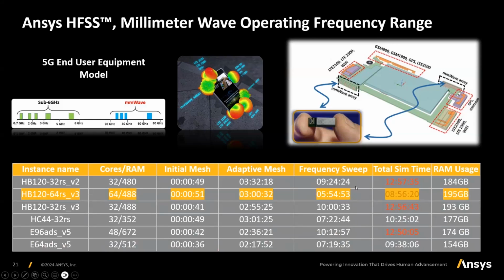But first, the other HFSS benchmark we ran with the same machine types here for the millimeter wave frequency range, and it's a similar story, except that HBv3 comes up on top. So in most cases, you can't go wrong with HBv3. It's a good example. In this case, 64 cores was the optimal. Still getting good performance when using 32.